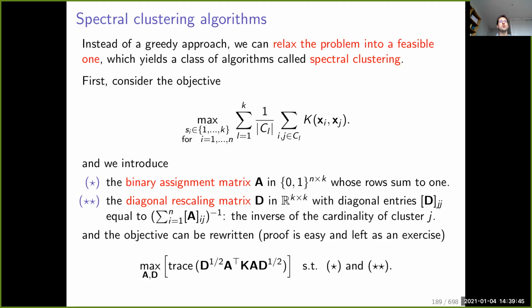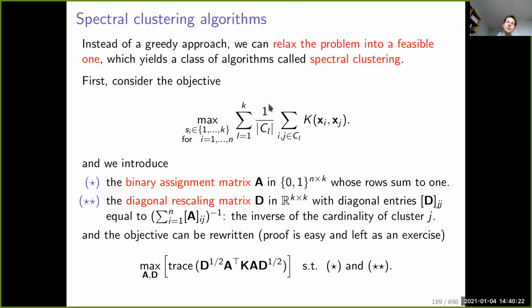So let us now introduce some notations. Again, I don't want to introduce notations to make things more complicated. I want to make things simpler. So something which is simpler to introduce when you consider a clustering method is an assignment matrix, which we call A, which is binary. It has n rows and k columns, and the rows sum to 1 because each data point has to be assigned to a single cluster.